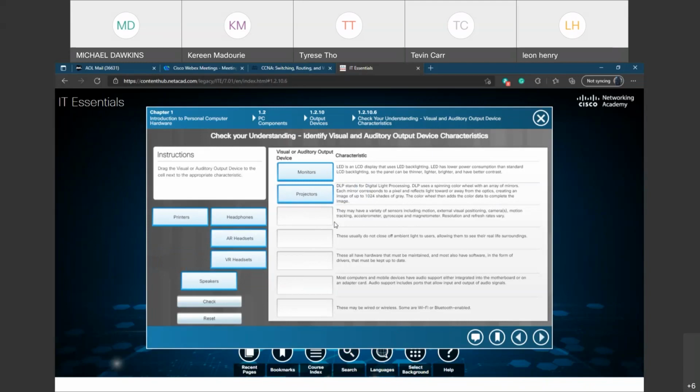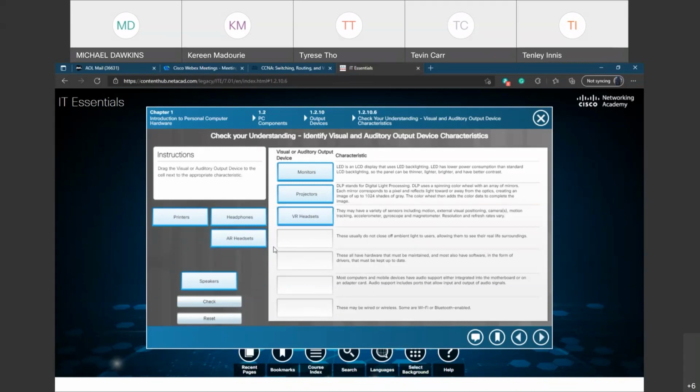Good going. They may have a variety of sensors, including motion, external visual positioning, cameras, motion tracking, accelerometer, gyroscope, and magnetometer. Resolution and refresh rates vary. What are those? VR headsets. She's correct. They're talking about the gyroscope and the accelerometer, which have to do with movement and your positioning and so forth.